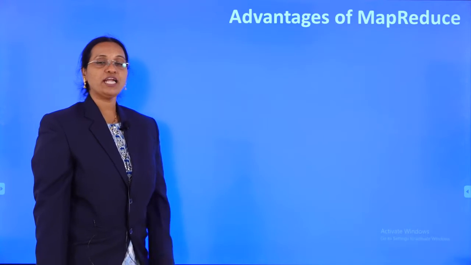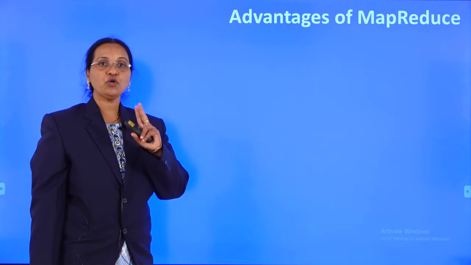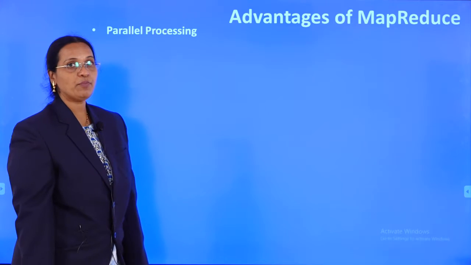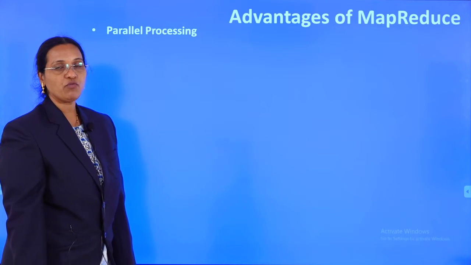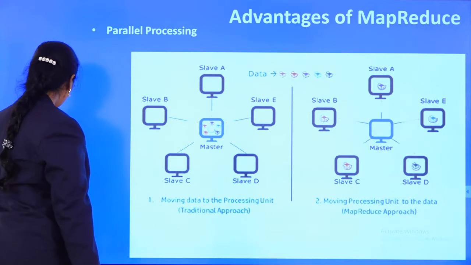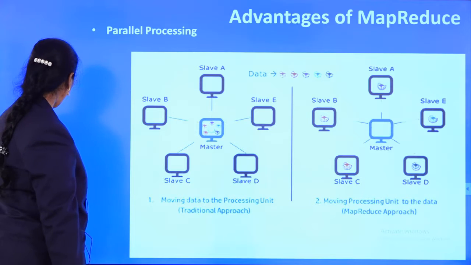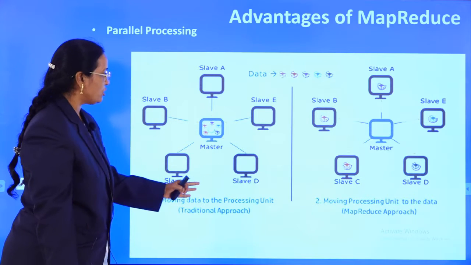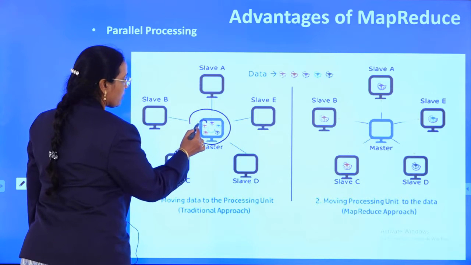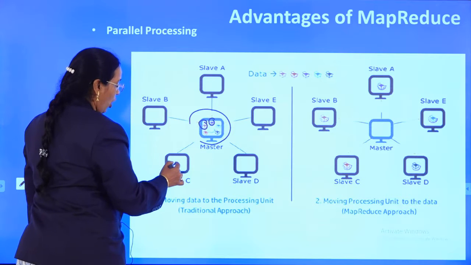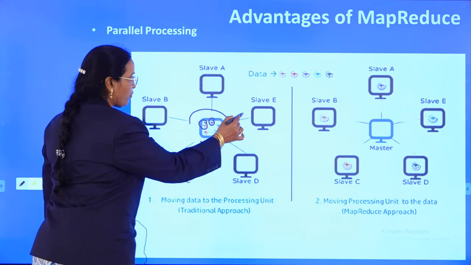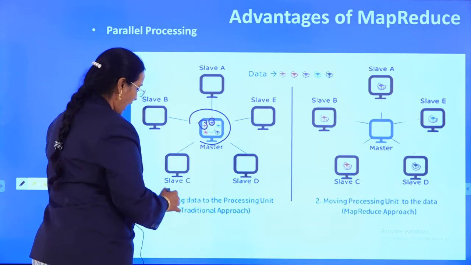So what are the important advantages of MapReduce? There are two important advantages. The first advantage is parallel processing. Let us see this diagram. This is the traditional approach where all the data is stored at the master. You can see these are my blocks of data, and all the slave nodes are approaching the master to get the data.